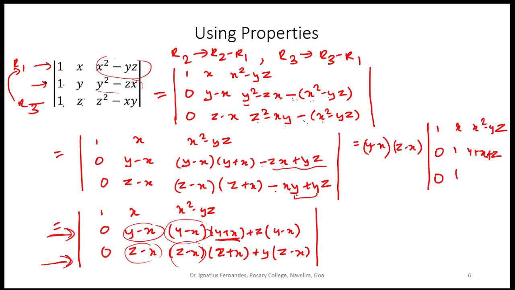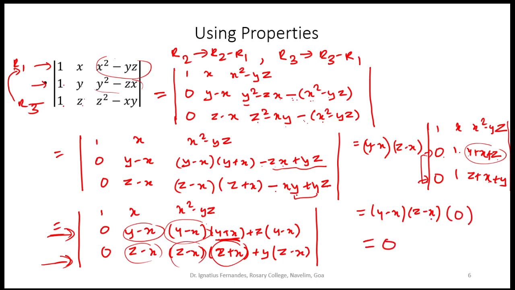and here what remains is this z plus x, and plus y. This is what remains. Now you will see that I have y minus x into z minus x. Now if you look at the second row and the third row, I have 0 1, you can read this term as x plus y plus z, and in the third row I have 0 1, again here x plus y plus z. So both these rows are identical, and whenever two rows in a determinant are identical, the determinant is equal to 0. So I get this determinant equal to 0.